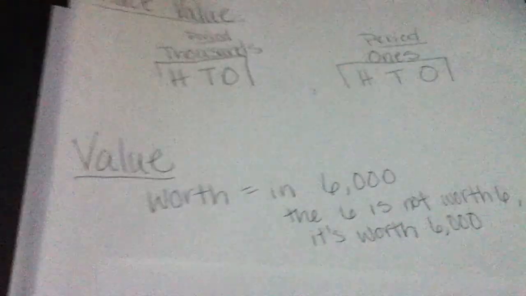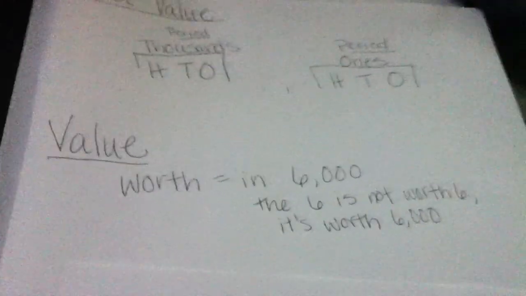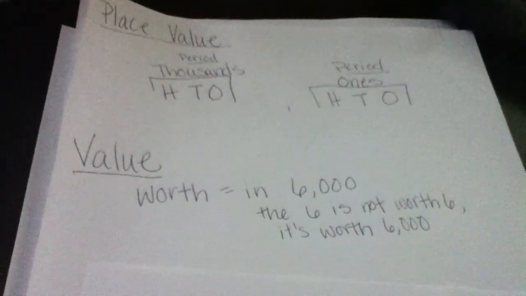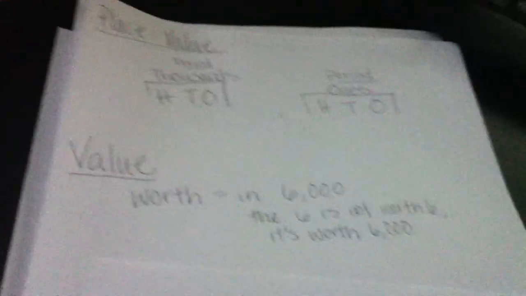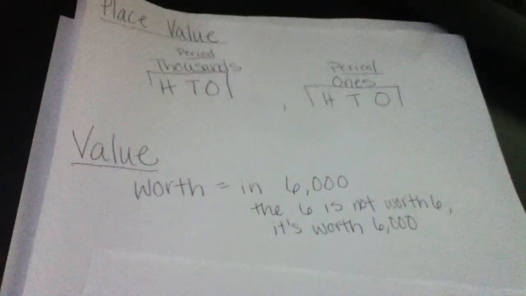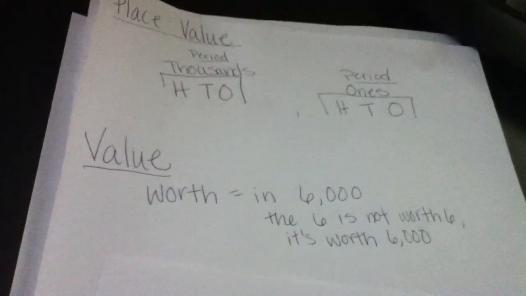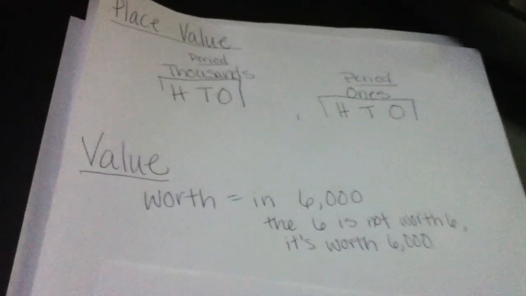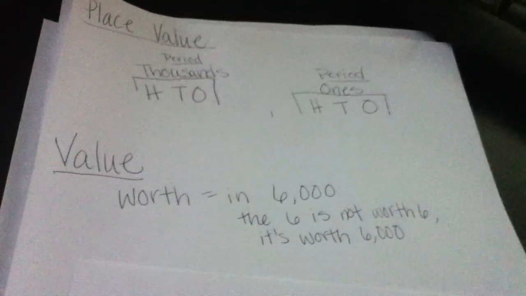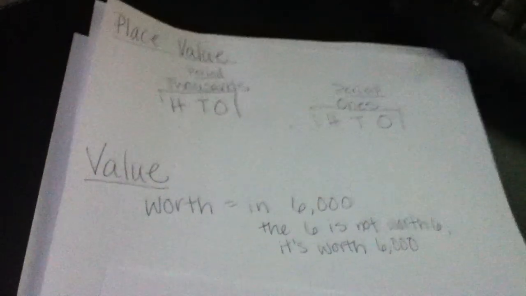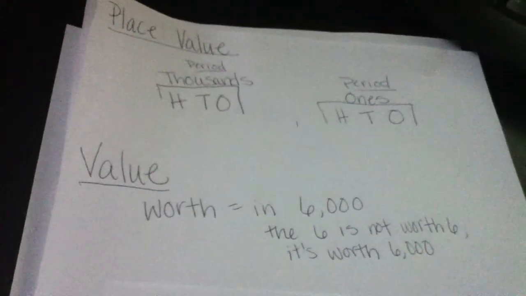The last term that we should really talk about is value. And that's a little bit different from place value, although the students get that a little mixed up. The value really means the worth. For example, in the number 6,000, we want our kiddos to see that even though that digit 6 says 6, it is not worth 6. It is really worth 6,000 because of the place value that it's in.